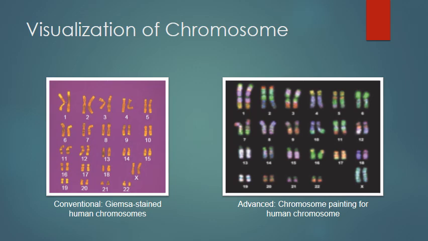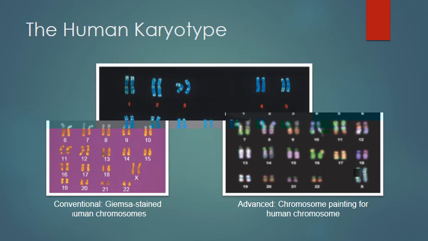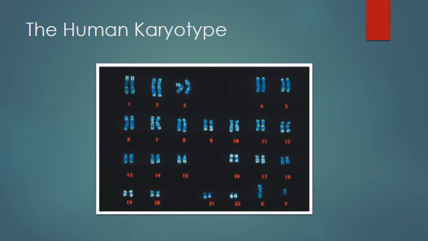By these methods, we can visualize, we can see the chromosomes. So now we move to the human chromosomes. This picture shows a human karyotype. The procedure for making a karyotype is the same as I have discussed earlier.